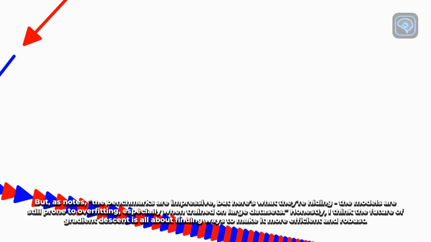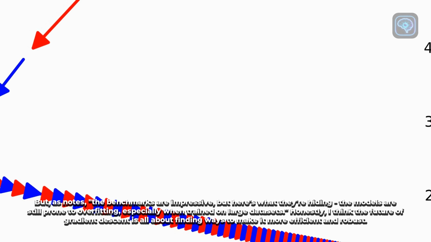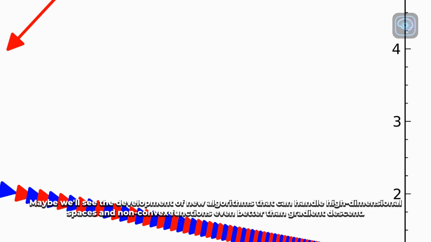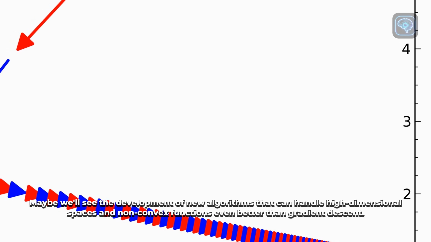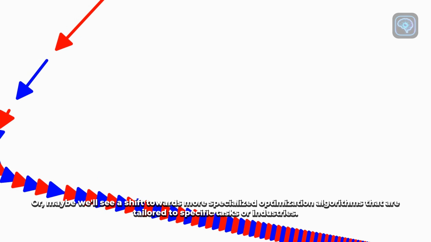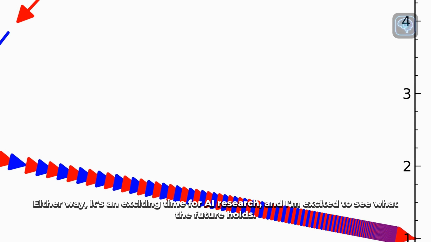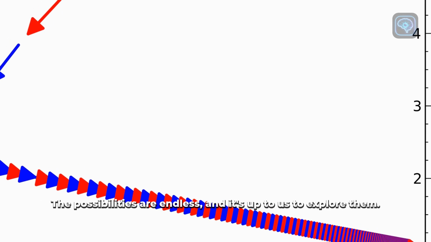Honestly, I think the future of gradient descent is all about finding ways to make it more efficient and robust. Maybe we'll see the development of new algorithms that can handle high-dimensional spaces and non-convex functions even better than gradient descent, or maybe we'll see a shift towards more specialized optimization algorithms that are tailored to specific tasks or industries. Either way, it's an exciting time for AI research, and I'm excited to see what the future holds. The possibilities are endless, and it's up to us to explore them.